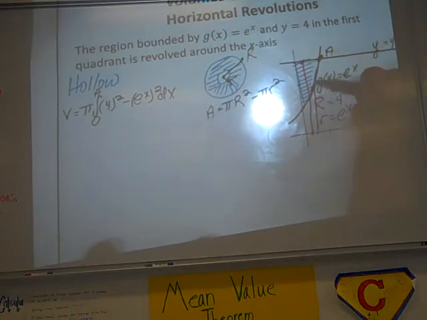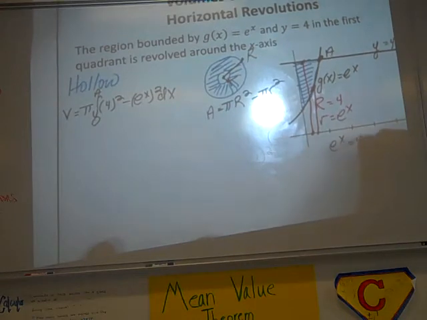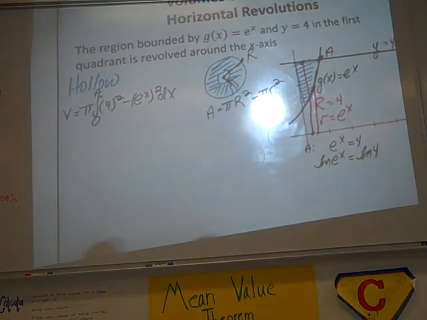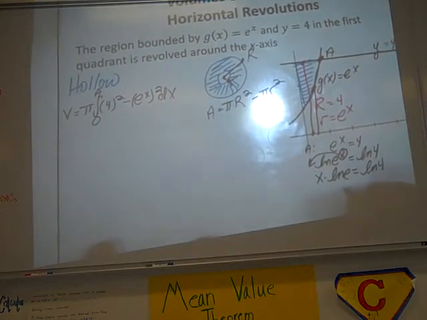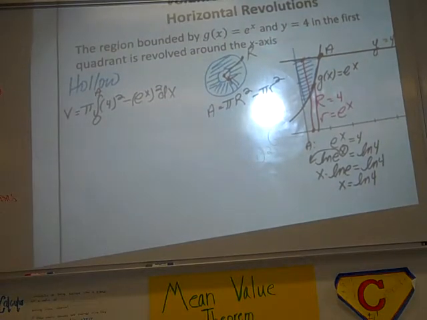A comes from the intersection of the exponential e to the x and y equals 4. So if I want to get a, I set e to the x equal to 4. I take the natural log on both sides. Natural log of e to the x equals natural log of 4. The natural log of e to the x, I can bring the x down in front. And since the natural log of e is known to be 1, x is the natural log of 4.